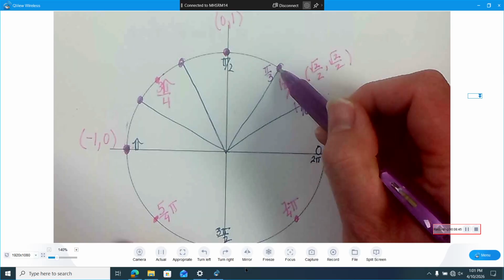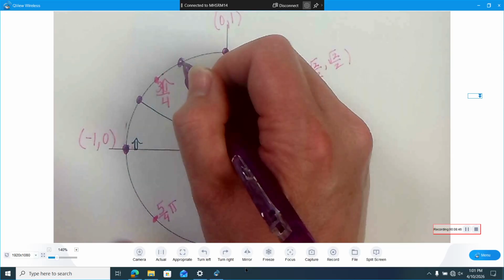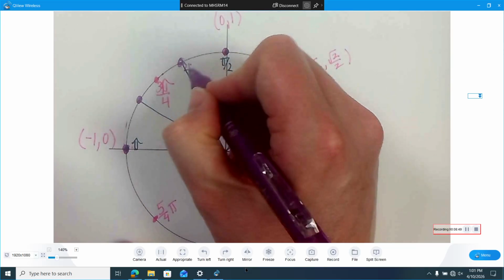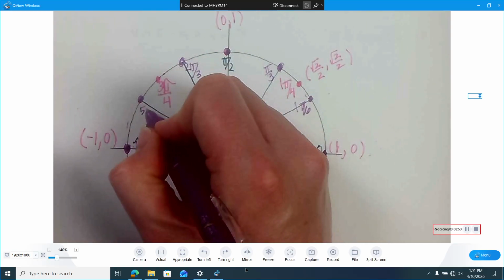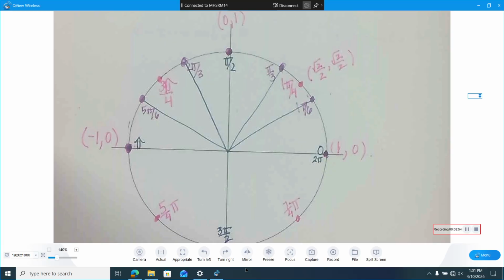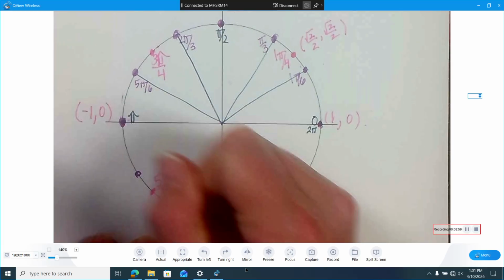So 1 pi over 6, 2 pi over 6, 3 pi over 6. This is 4 pi over 6, which reduces to 2 pi over 3. And over here is 5 pi over 6. I could do the same on the bottom, but I'm not going to.